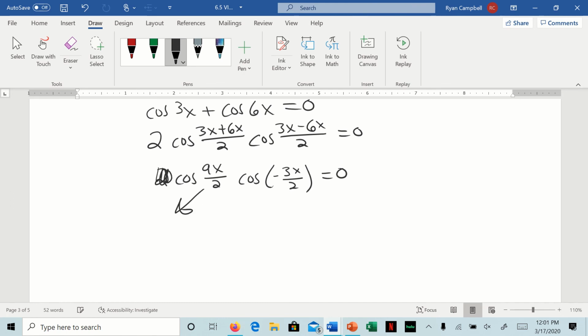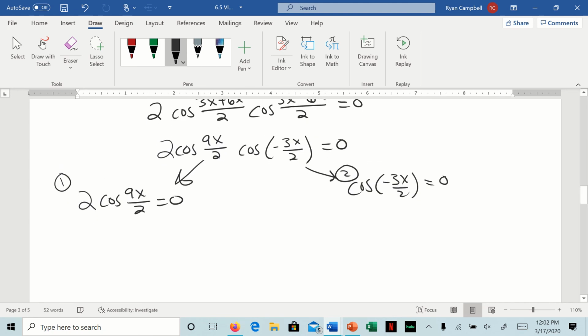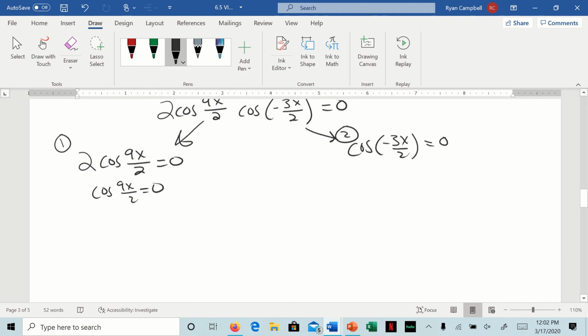So what we end up seeing is that we have two equations. One is cosine of 9x over 2 equals 0. One is cosine of negative 3x over 2 equals 0. Because we have two things being multiplied equaling 0. And if you kept the 2, that's totally okay too. You could say it's 2 times cosine of x over 2 equals 0, and then you divide by 2 here. So you end up with the same thing. It doesn't matter. All right.